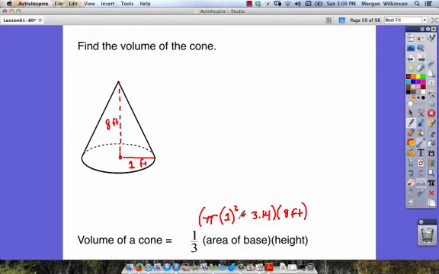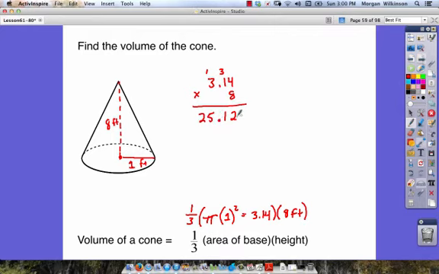And we're going to have to take this answer after it's been multiplied to find the product and multiply again by 1/3, which is the same as dividing by 3. So let's do 8 times 3.14. 8 times 4, well, that's going to give us 32. Carry our 3. 8 times 1 is 8, plus 3 more is 11. Carry our 1. 8 times 3 is 24, plus 1 more is 25.